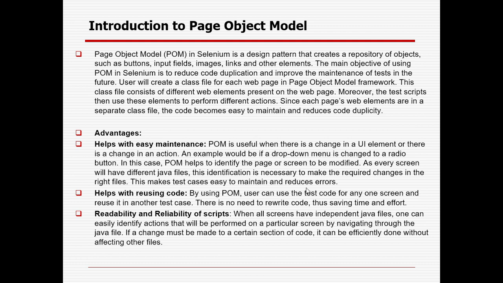And the readability and reliability of the script. This is very important. When all scripts have independent Java files, one can easily identify actions that will be performed on a particular screen by navigating through the Java file. If a change must be made to a certain section of code, it can be efficiently done without affecting the other files. So that is the beauty and importance of the page object model.